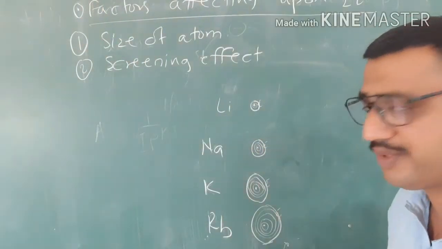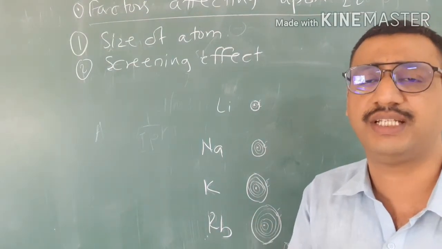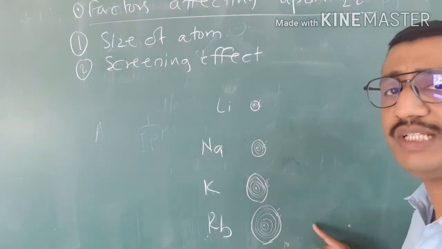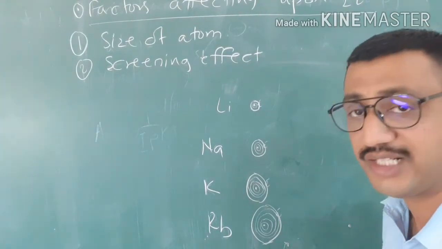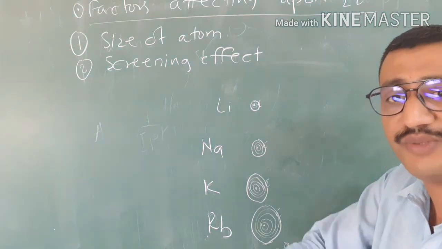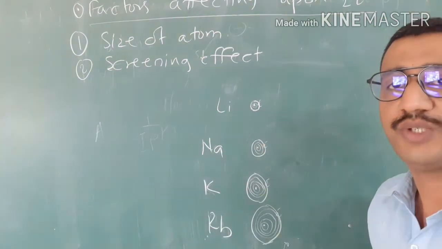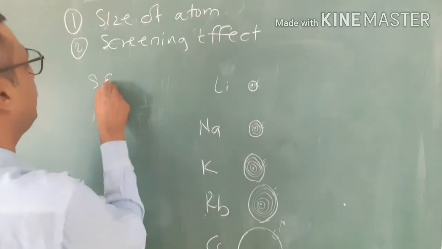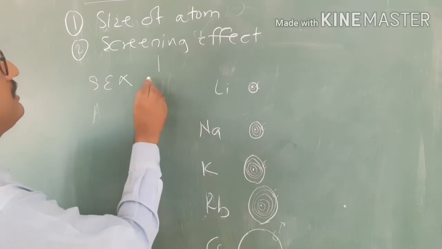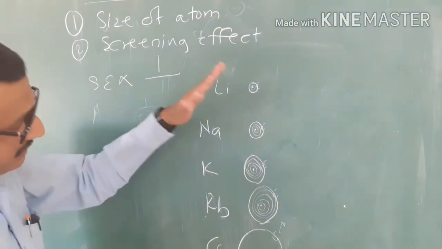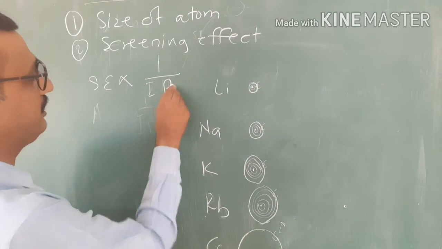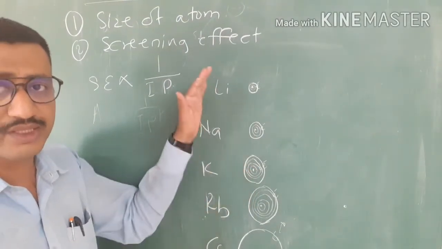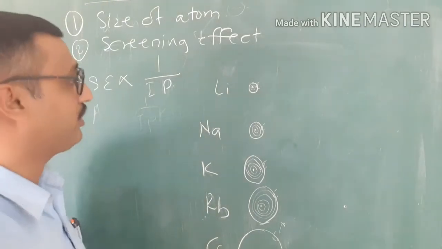As we move from top to bottom, screening effect increases. And screening effect increases means what? The electron we can pull out easily. This electron is not attracted towards the nucleus because of the screening effect. So that's why we can take out this electron easily. So the screening effect, that is the shielding effect or barrier effect, is inversely related: the more the screening effect, the lesser the ionization potential. As compared to lithium, here there is more screening effect, here there is more screening effect. More the screening effect, lesser is the ionization potential value.